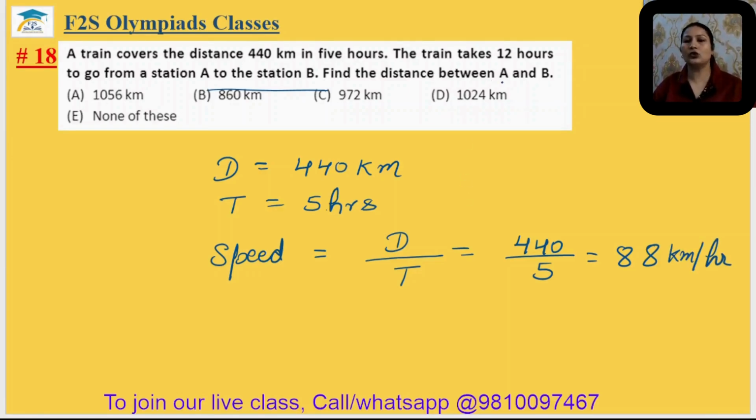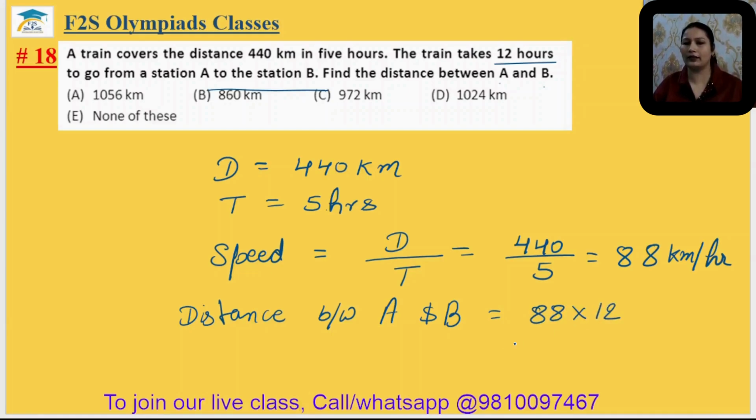Now the train took 12 hours to complete the distance between A and B. So the distance between A and B equals 88 multiplied by 12. If we multiply 88 with 12, we get 1056 kilometers. This is in option A. The 18th answer is option A.